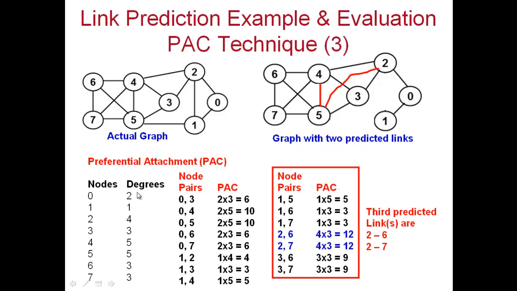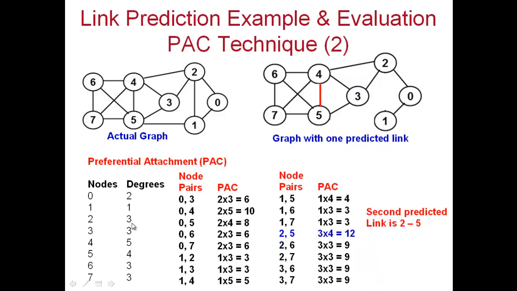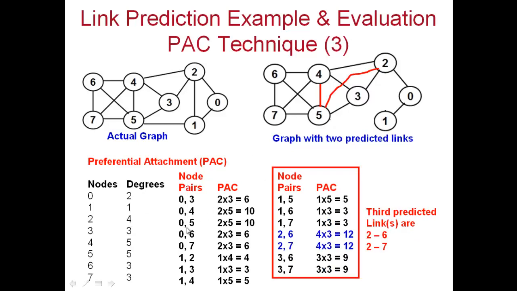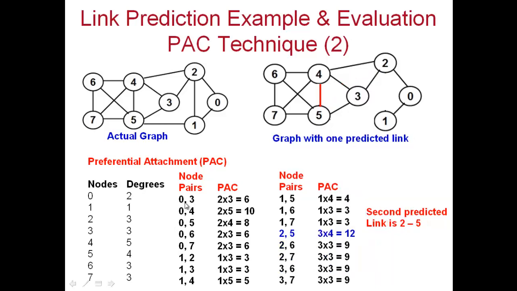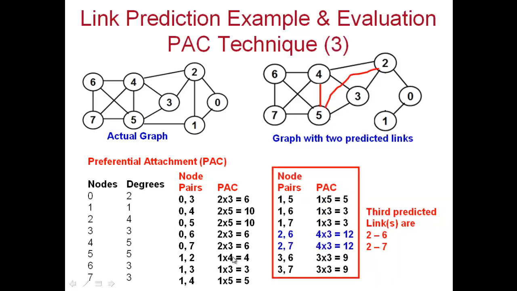So now we update the node degrees based on this graph with two predicted links, and these are the node degree values. The degree of 2 is now 4 instead of 3, and the degree of 5 is 5 instead of 4. Based on that, the PAC scores could change, especially if they involve 2 and 5 from the previous set of calculations. So again, just to make sure you're not making any mistakes, better to just reevaluate the PAC scores for all the node pairs.